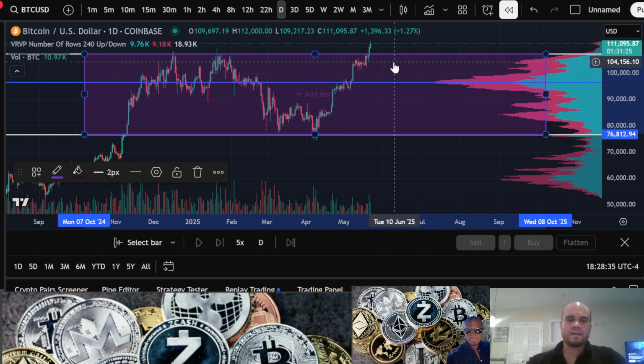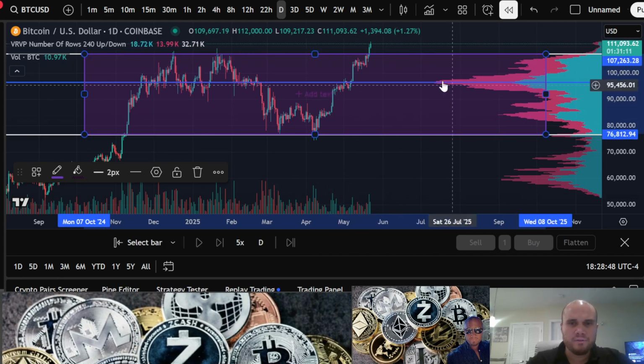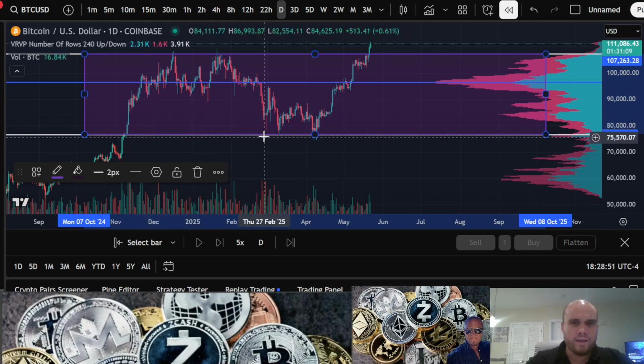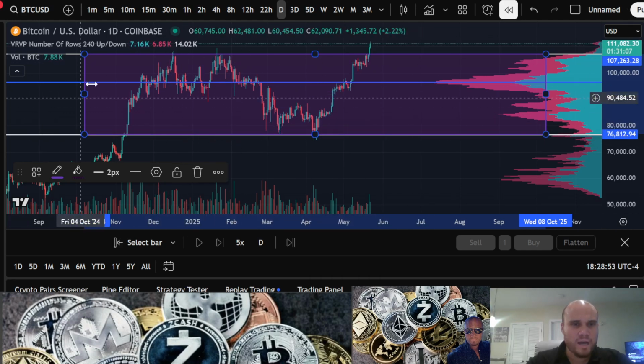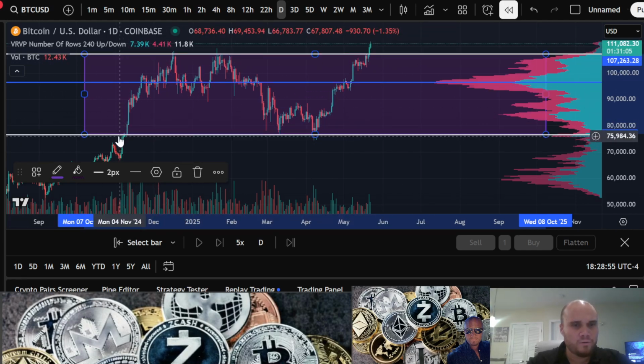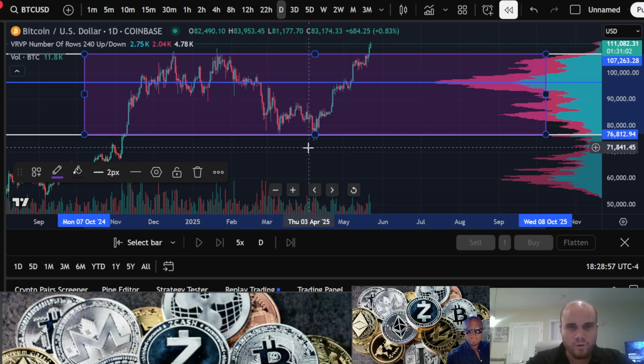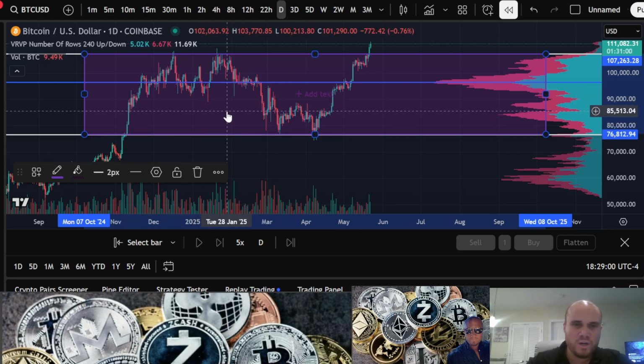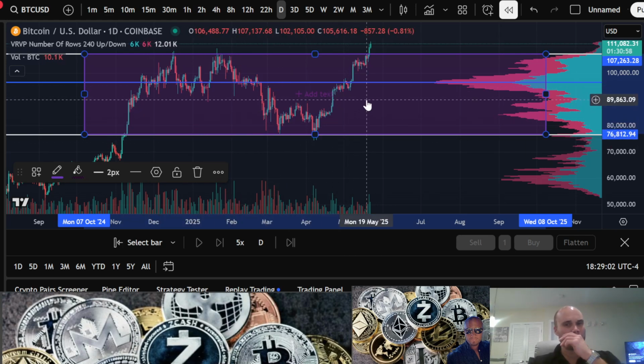But yeah, that is what the VRVP is supposed to look like. That is the value area high, the value area low, the point of control. Those three key levels are usually very helpful when you're trading sideways, which we kind of did for the most part with Bitcoin going from late November 2024 all the way to here we are in May of 2025. Okay, I wanted to go over these areas.